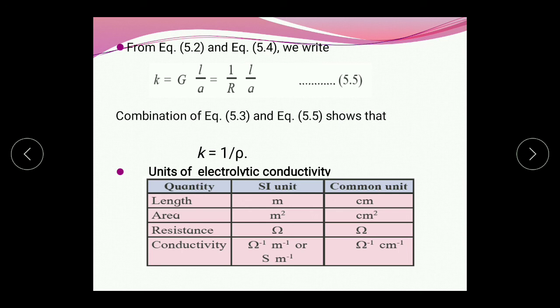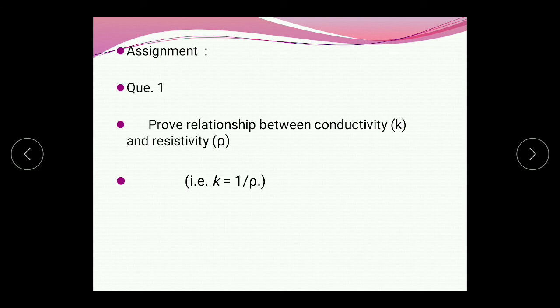So assignment for this time is the same. Prove relationship between conductivity and resistivity. K equal to 1 upon rho. Understood? So write down this. Please open the textbooks. It is there. So write down all the details, equation numbers, and you will find the formula.